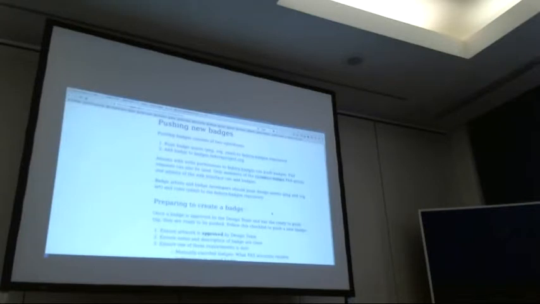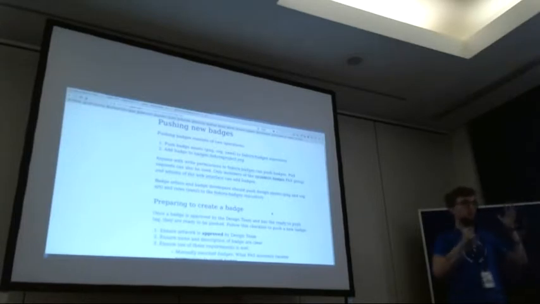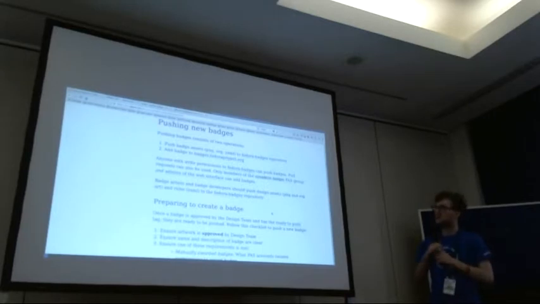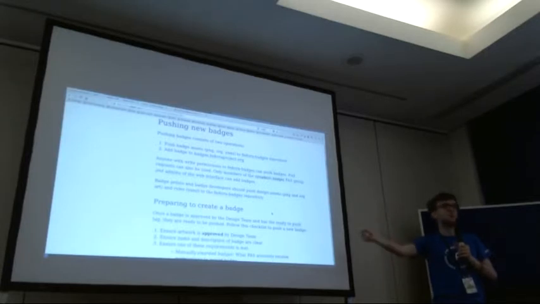So pushing a badge always consists of two operations. You are going to be pushing the badge assets, which are the PNG files and the SVGs created by the Fedora design team in the issues in that Pagure repository. And then it's actually adding the badge to the badges website front end.